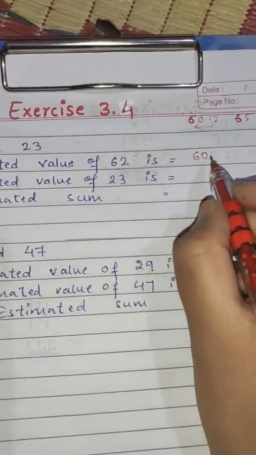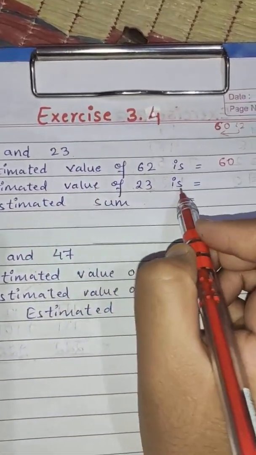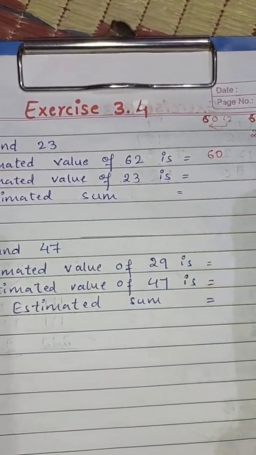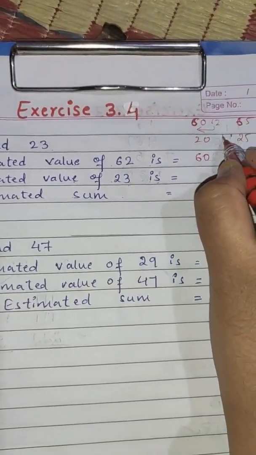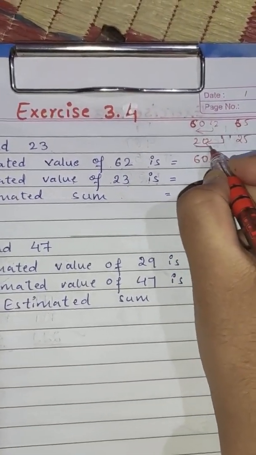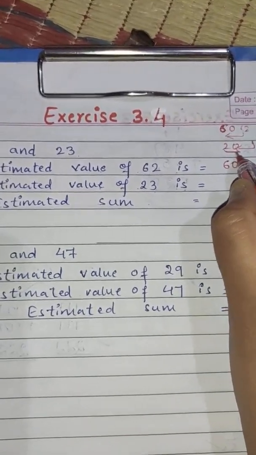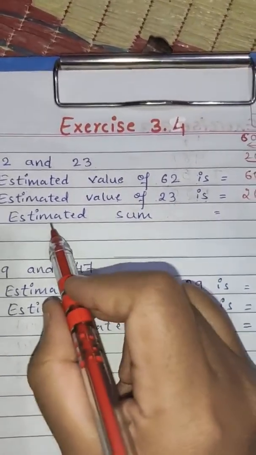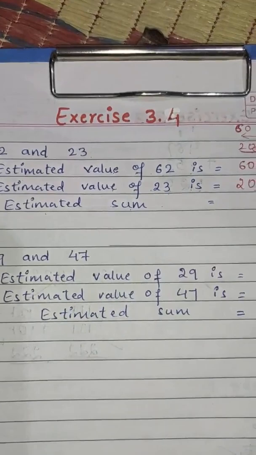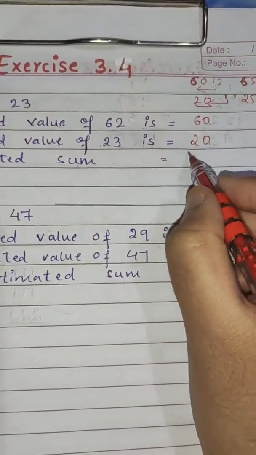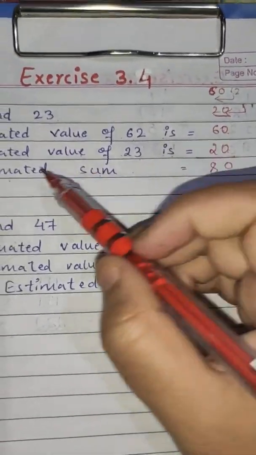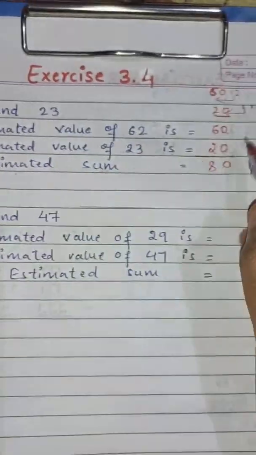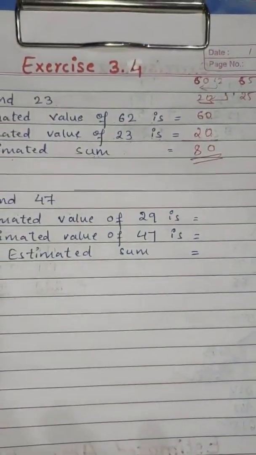62 should be here. So it is near to the 60, right? Understood? And the next one, estimated value of 23: 25 here and 30 here and 20 here. And here 24, here 23. So 23 is near to the 20, means the estimated value of 23 is 20, right? So the estimated sum of these numbers is 60 plus 20. So 0 plus 0 is 0, 6 plus 2 is 8. So what is the estimated sum of these numbers? It is 80. Understood, children?